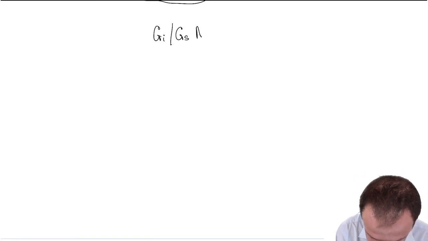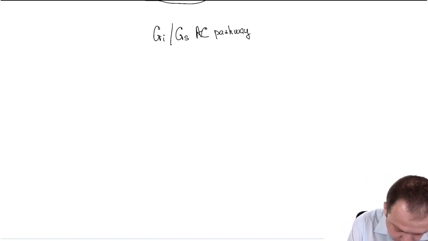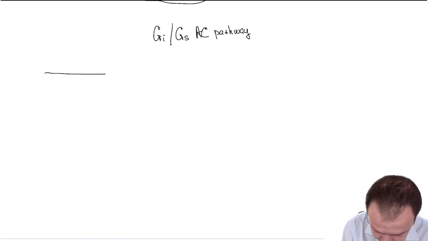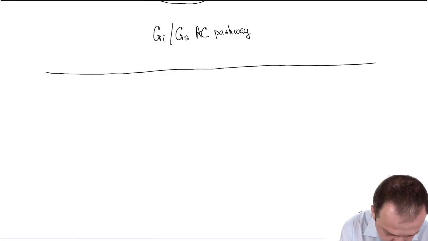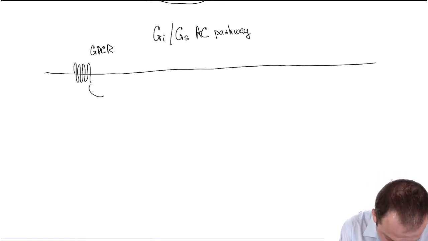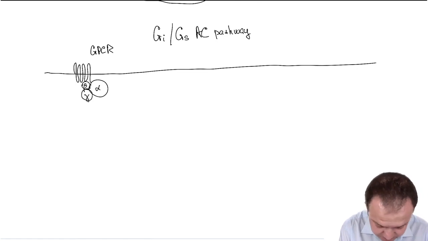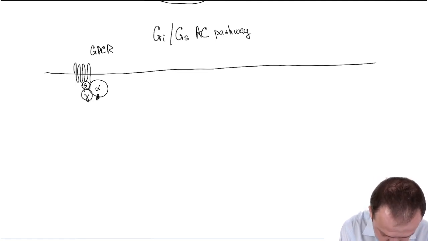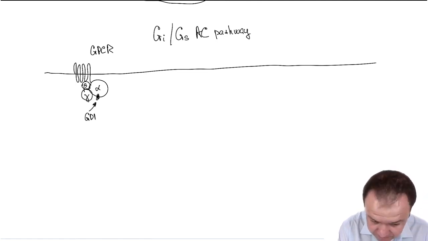GRGS pathway, adenylate cyclase pathway. Again, we have the membrane. We have a G protein coupled receptor with alpha, beta, and gamma subunits, and a GDP molecule is bound to the alpha subunit.